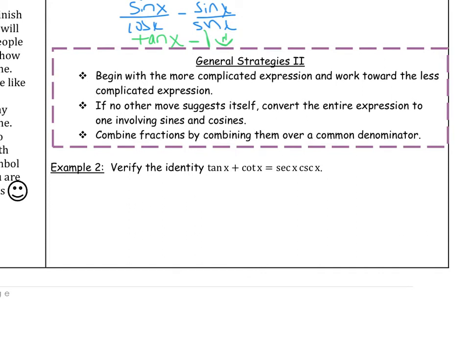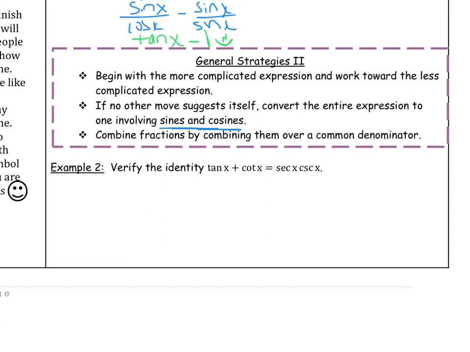Example 2. Again, we're going to begin with the more complicated expression and simplify it down to the less complicated. Always going back to sine and cosine tends to be the easiest way, and it simplifies everything. And then combine your fractions, the same thing we did in middle school, but now we've got some crazy-looking fractions, and we want to use common denominators.